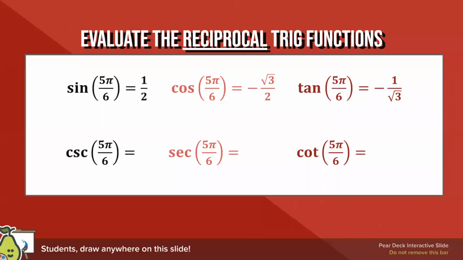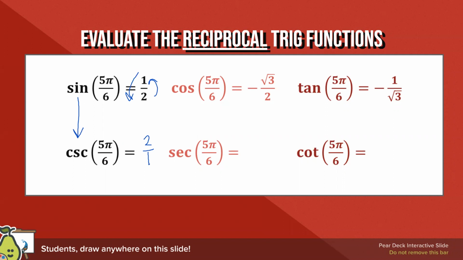So since sine and cosecant are reciprocals, if sine of 5 pi over 6 is 1/2, cosecant of 5 pi over 6 is going to be 2 over 1, the reciprocal. What is the reciprocal of cosine of 5 pi over 6? What is secant of 5 pi over 6?